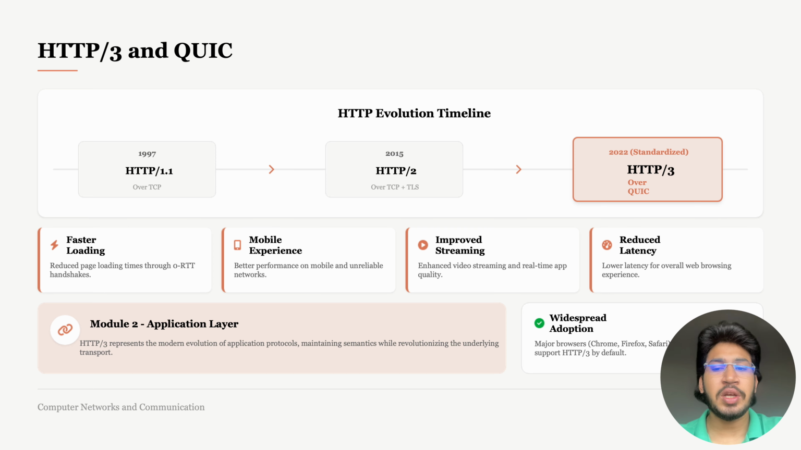From the application layer point of view, it directly improves how the application or the website behaves for us. So we connect this strongly with the application layer modules in our course. The major browsers using HTTP3 are Chrome, Firefox and Safari. So now let's move on to the next slide.